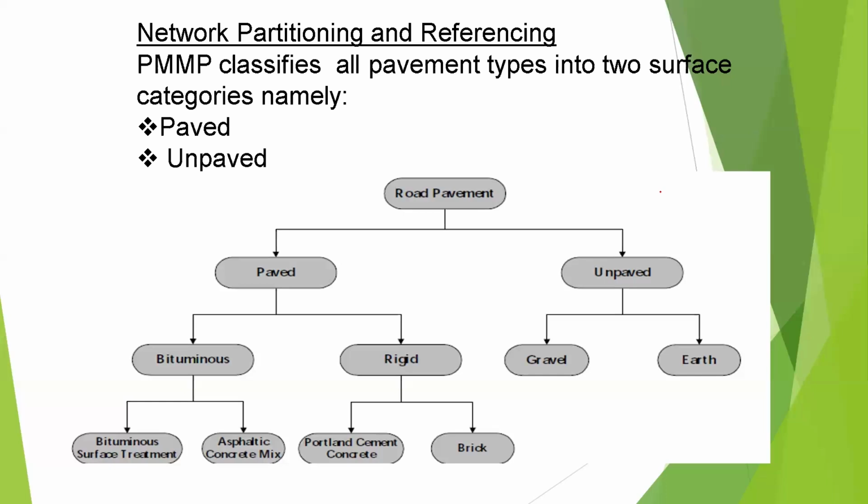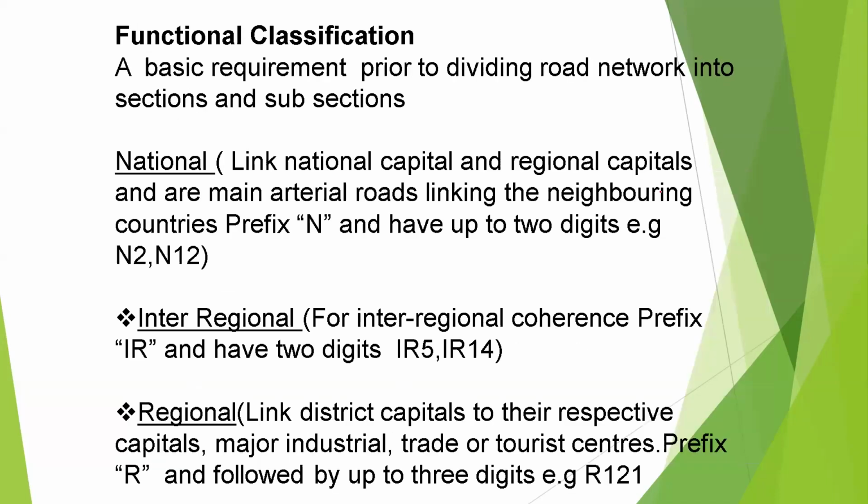Another call for partition is the pavement surfaces. So we have the paved and unpaved road. For the unpaved road, we have the gravel and the earth. For the paved road, we have the bituminous and rigid. Bituminous is the surface treated, the asphalt. For rigid, we have the Portland cement or the brick.